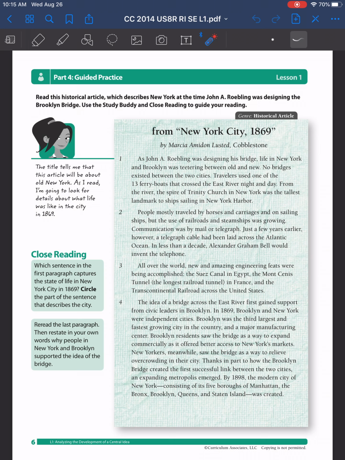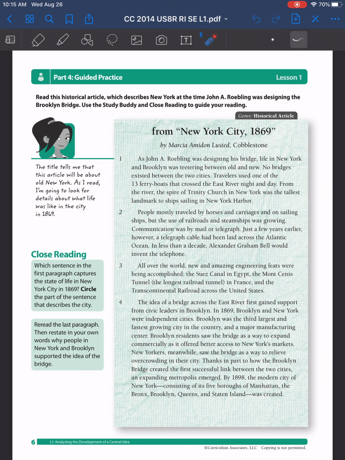Just a few years earlier, however, a telegraph cable had been laid across the Atlantic Ocean. In less than a decade, Alexander Graham Bell would invent the telephone. All over the world, new and amazing engineering feats were being accomplished: the Suez Canal in Egypt, the Mont-Cenis Tunnel, which is the longest railroad tunnel in France, and the Transcontinental Railroad across the United States.